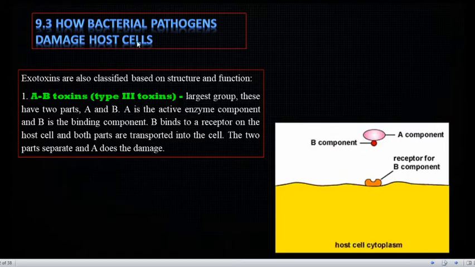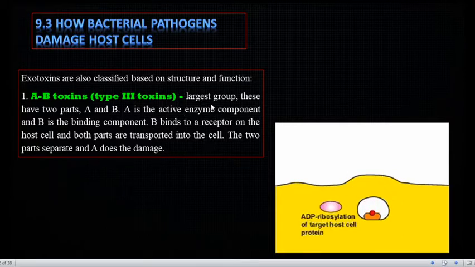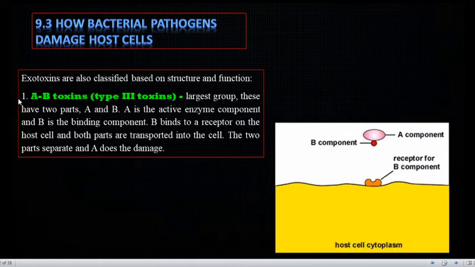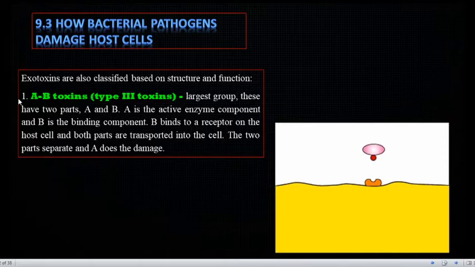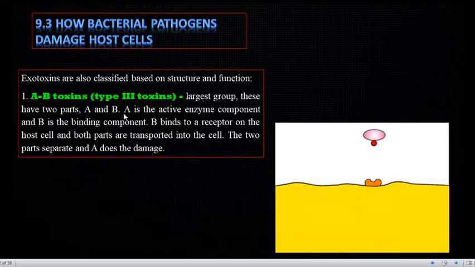So, karamihan sa mga exotoxin ninyo, sila type 3 toxins. When you say type 3 toxins, these are the largest group of exotoxins and they have two parts, your A and B. So, ang AB toxins natin class, they are actually the first toxins to be studied intensively. So, sila yung pinakaunang na-study ng ating mga researchers. And they are composed of two parts.